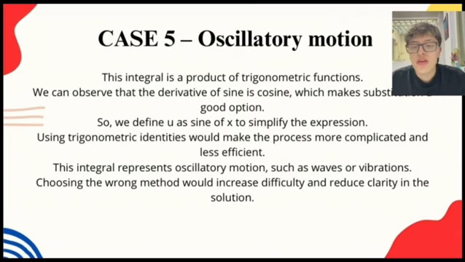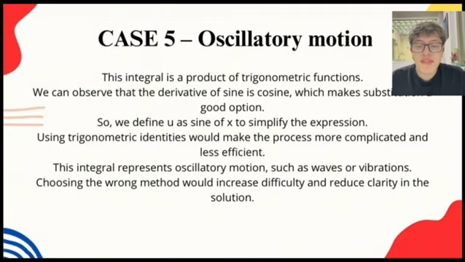Using trigonometric identities would make the process more complicated and less efficient. In other cases, it would add unnecessary steps and make the solution longer and harder to understand.